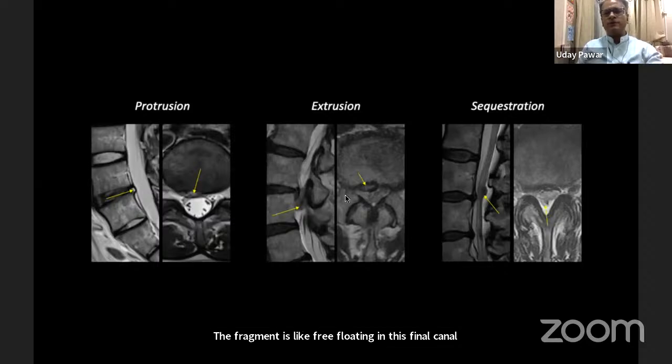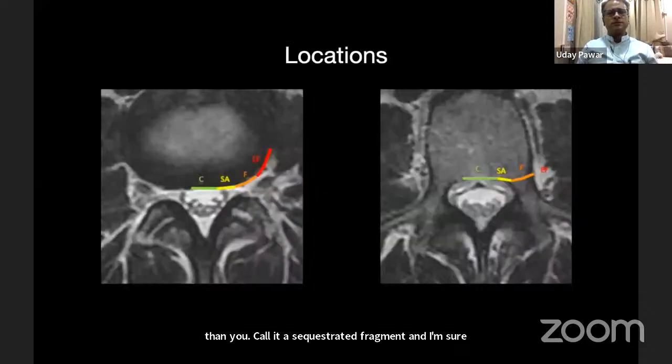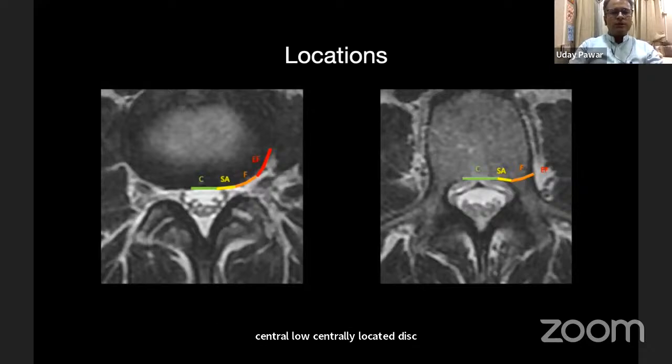The fragment is free floating in the spinal canal, then you call it a sequestrated fragment. And I'm sure all of us deal with these situations day in and day out. Most of the residents and the fellows have an issue with the location of the fragment. So this figure tells you how you label the disc herniations. If the disc fragment is somewhere in between the medial sides of both facet joints, you label it a centrally located disc herniation. If it's located between the medial margin of the facet and the medial margin of the pedicle, that is a subarticular or lateral recess fragment.